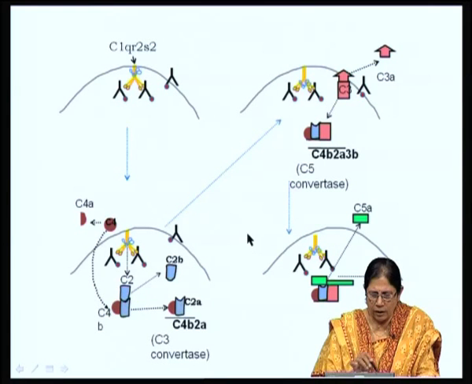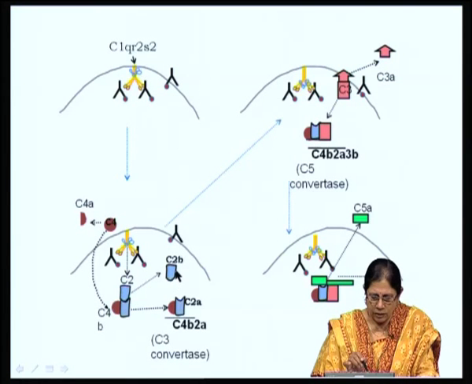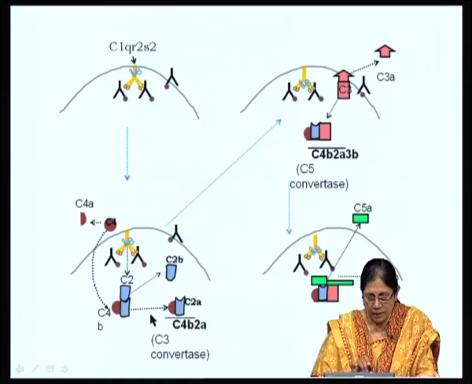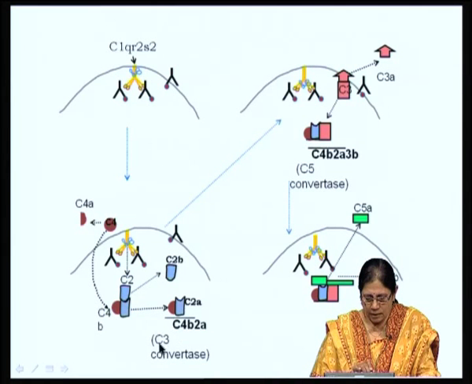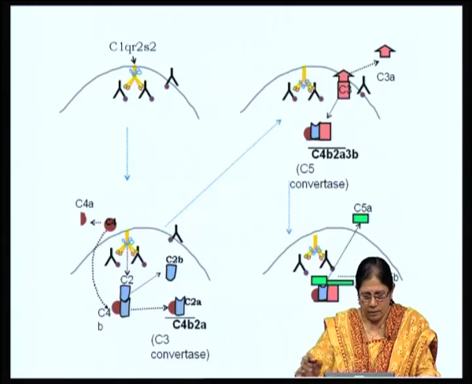C2 is the only molecule now in this particular category of molecules where the C2b, or the larger fragment, diffuses away, whereas the smaller fragment C2a now complexes with C4b, and this complex, which is stabilized by calcium again, is an enzyme which is C3 convertase. And you can see that the complex, because it is functionally active, is denoted by a line across the C4b2a name.